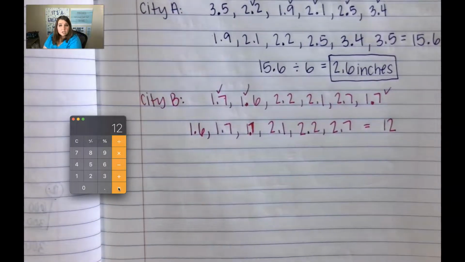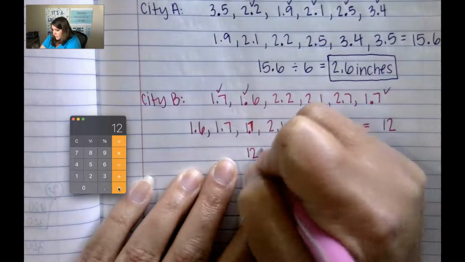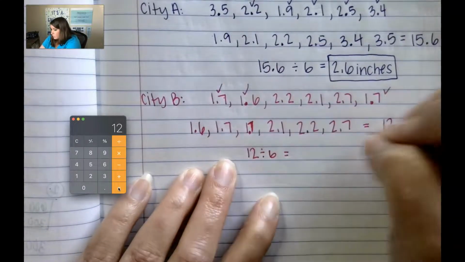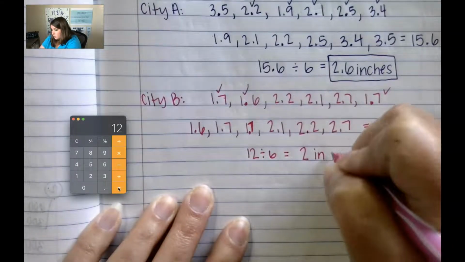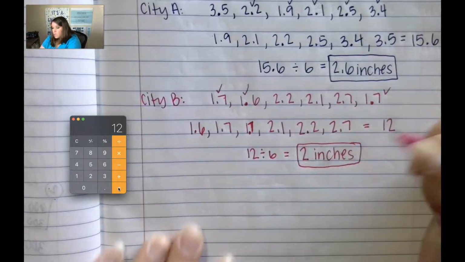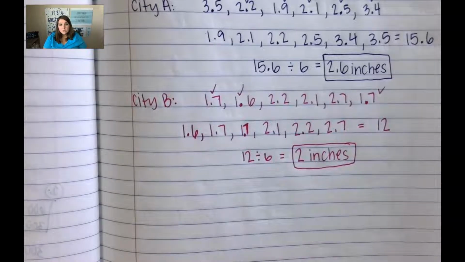Okay, so now our job is to take this 12 and divide it by 6 data points. We know that 12 divided by 6 is 2, so this is 2 inches. Now, our job is to compare these two.